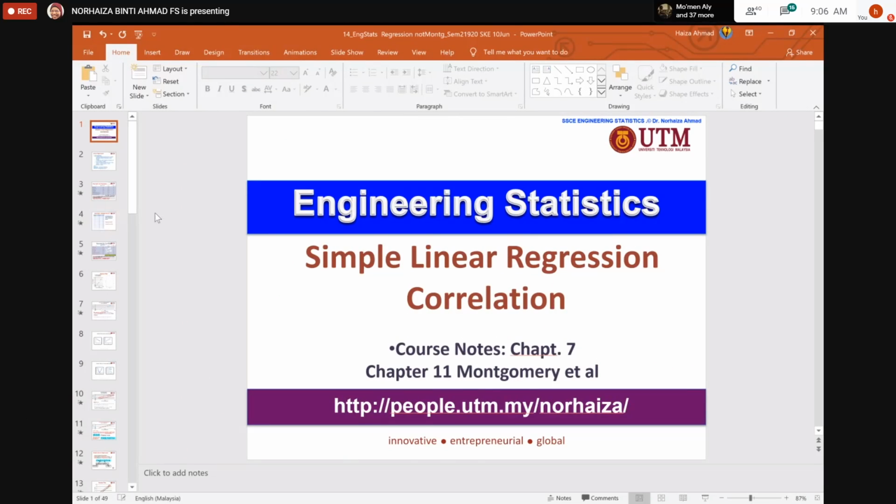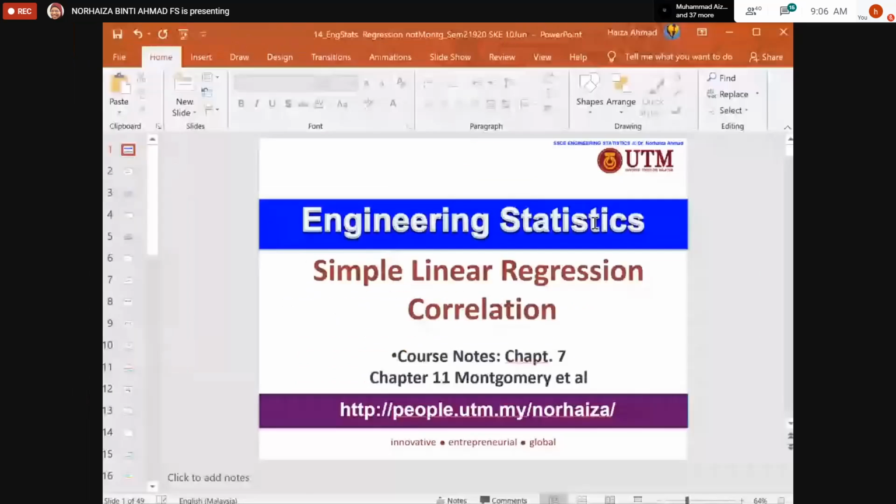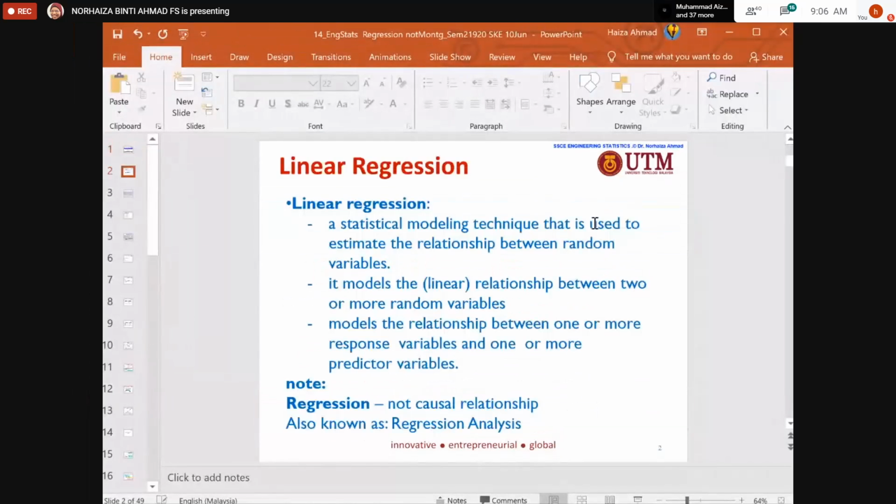Okay. So today's lecture is about simple linear regression, chapter 7. What is simple linear regression? Simple linear regression is a model. So it's a model, and by the name, the form of that model is a linear model. What it does is it models or reflects the relationship between two or more random variables.